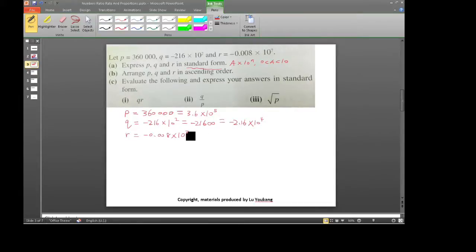And now let's do for R. R is minus 0.008 times 10 to the power 7. Therefore, you will get minus 8 times 10 to the power 4.